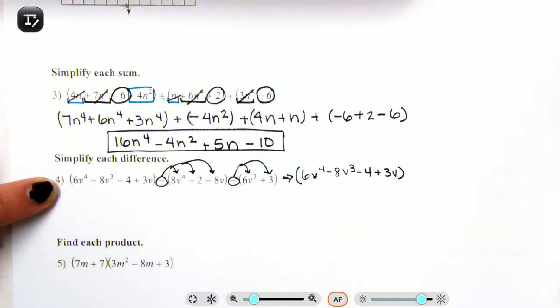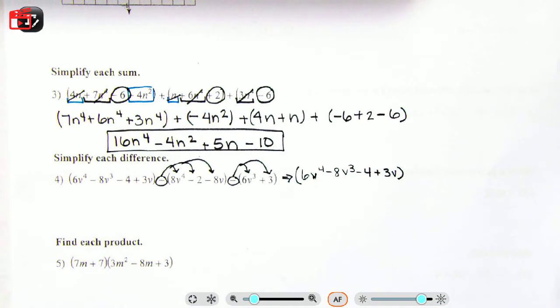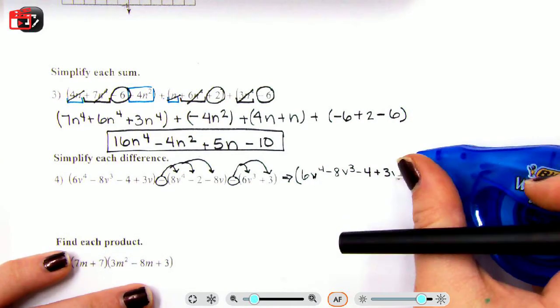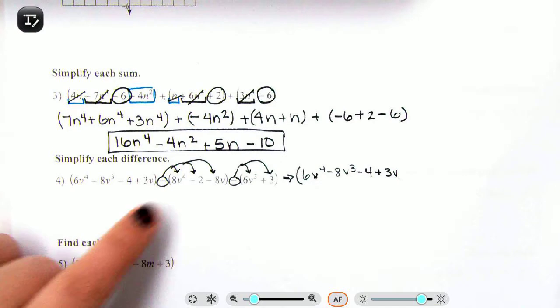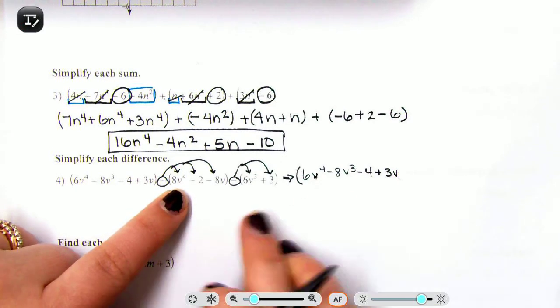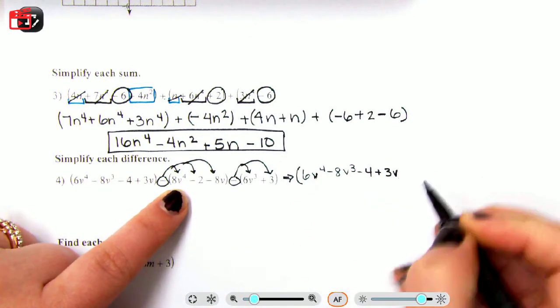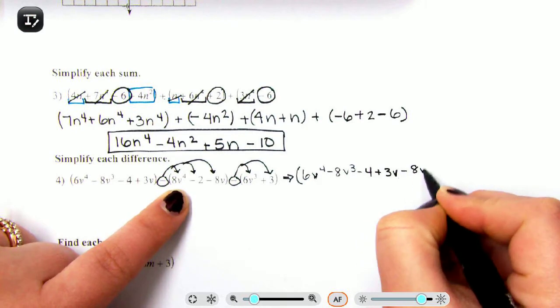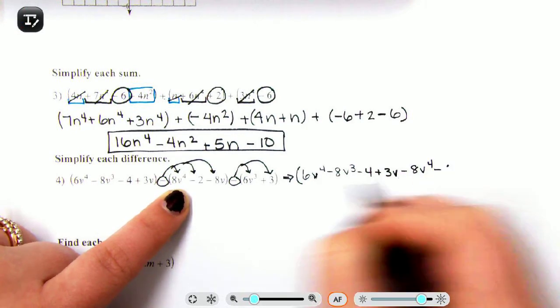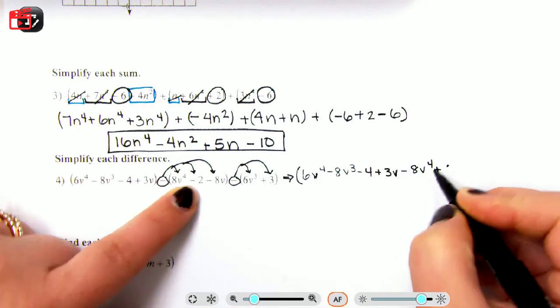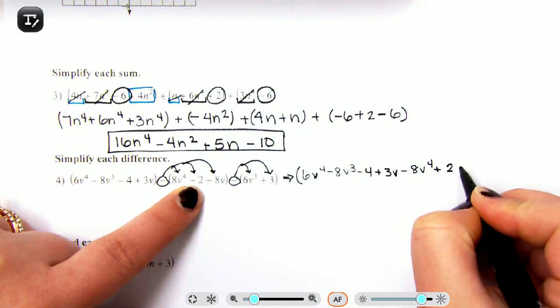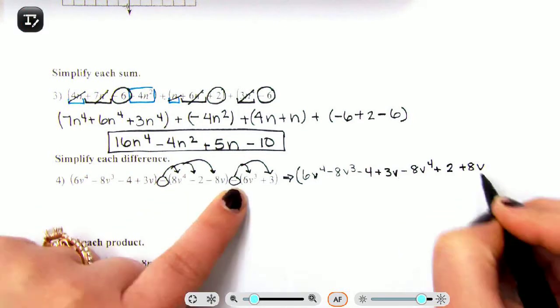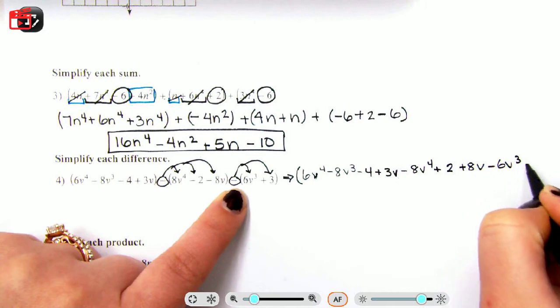Now I'm going to distribute, okay? I'm actually going to leave out this parenthesis here because we're no longer separating these. We're going to combine them, and I'm dealing with my minus already. So I have a minus 8v to the 4th minus, oh, remember, distribute. I almost made a mistake. Plus 2 plus 8v, and again, minus 6v cubed minus 3.